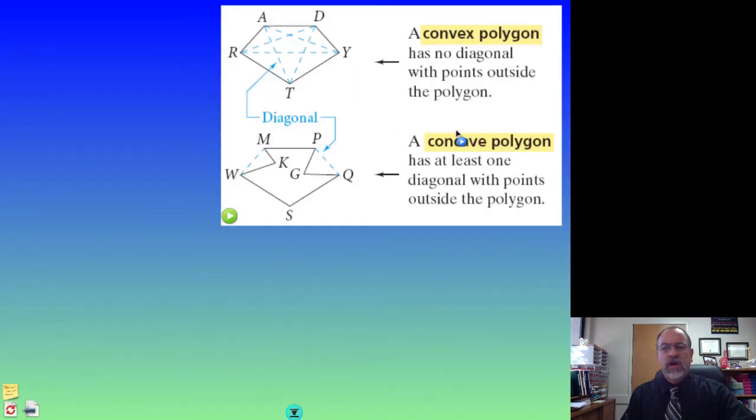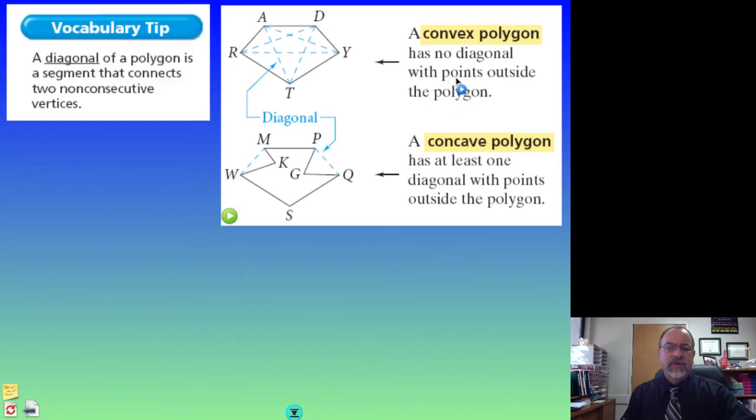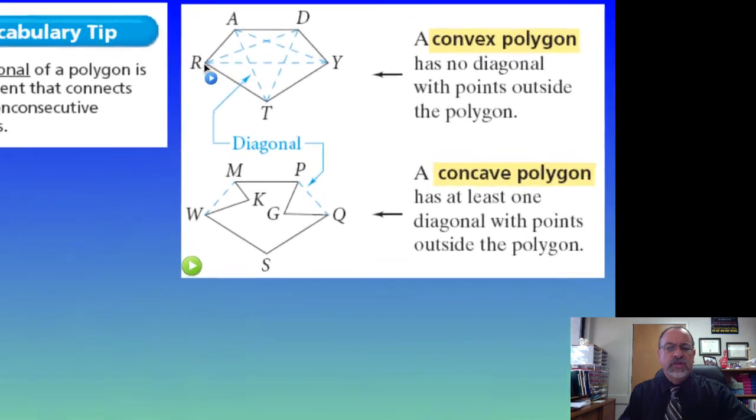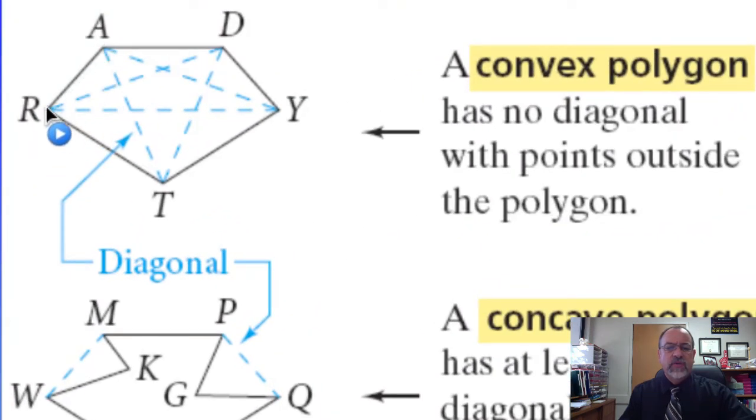Okay, next I want to look at convex and concave polygons. A convex polygon has no diagonals with points outside the polygon. Well, that means we need to know what a diagonal is. A diagonal is a segment that connects two non-consecutive vertices. You'll notice that R and A are consecutive, and so when we connect those, we form a side. But if I take R and D, which is not consecutive, and connect those, that's called a diagonal. And then R to Y is also called a diagonal. Now it doesn't go diagonally like we think of in our mind, it goes straight across.